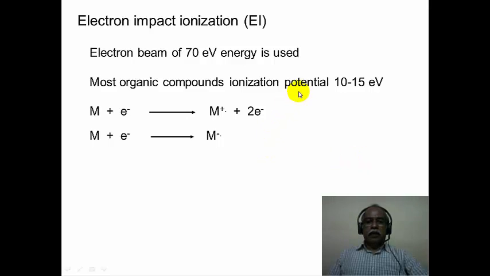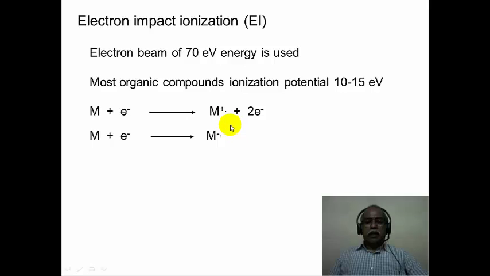In electron impact ionization mass spectrometry, a high energy electron beam, where the electron energy is about 70 electron volt, is used. Most organic compounds have an ionization potential in the range of 10 to 15 electron volt. So the use of the high energy electron beam essentially ensures that all the molecules which come in contact with such a beam are ionized using these two mechanisms that are shown here. The molecule can either have an electron knocked off from its valence shell by the high energy electron to produce the cation radical, or an electron can be added to the molecule producing the anion radical.